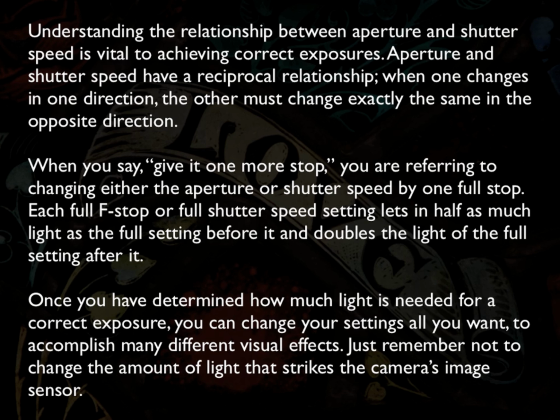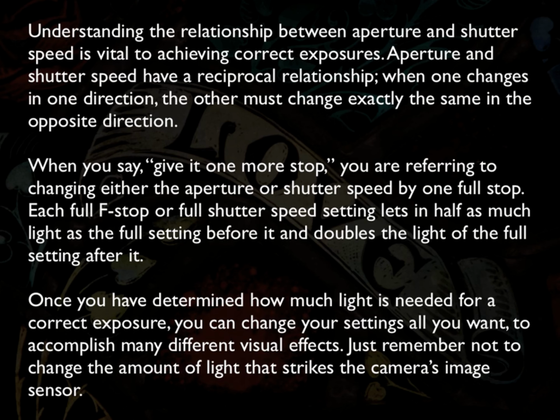Understanding the relationship between aperture and shutter speed is vital to achieving correct exposures. Aperture and shutter speed have a reciprocal relationship. When one changes in one direction, the other must change exactly the same in the opposite direction. When you say give it one more stop, you're referring to changing either the aperture or shutter speed by one full stop. Each full f-stop or full shutter speed setting lets in half as much light as the full setting before it and doubles the light of the full setting after it.